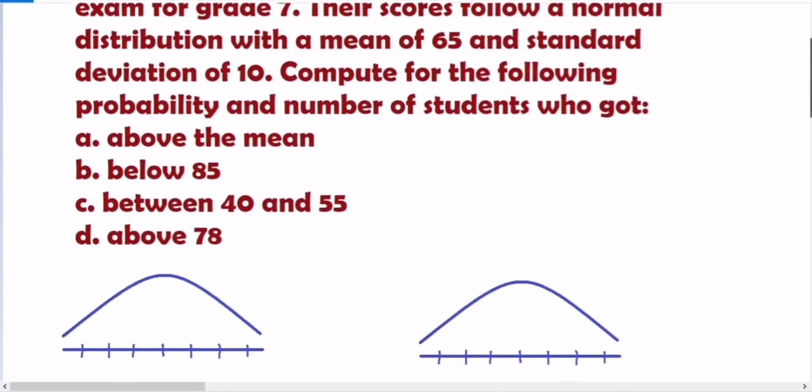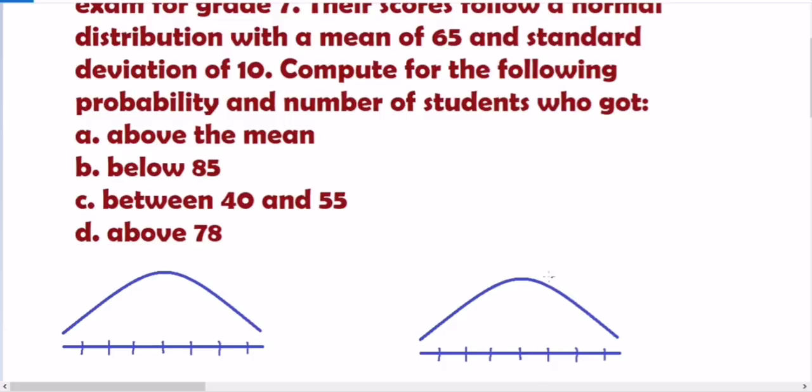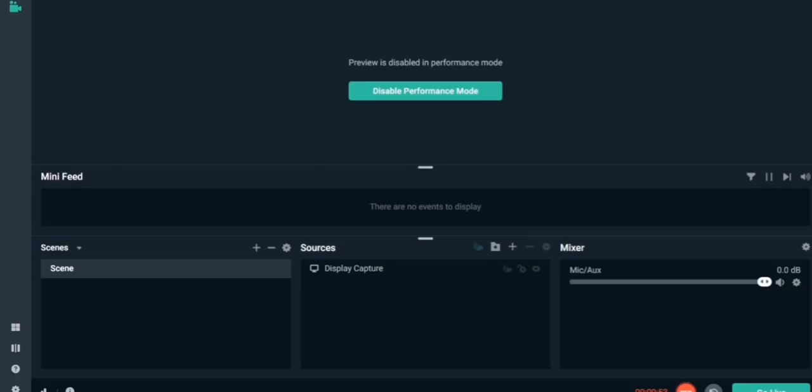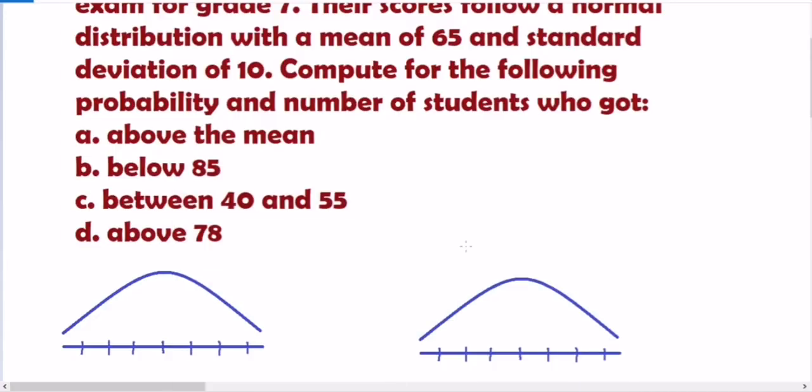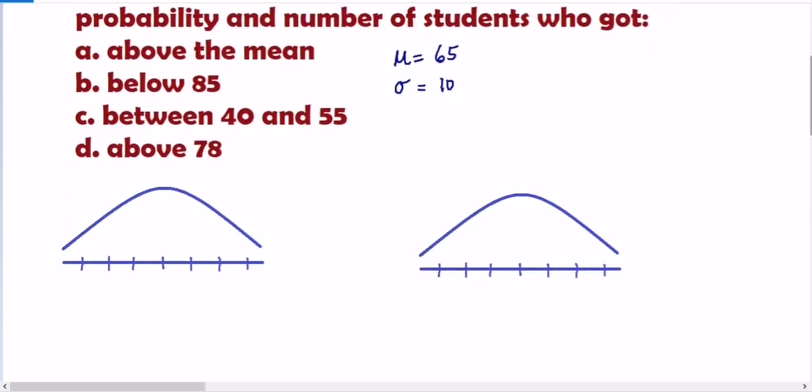So let's start with letter A, above the mean. So una, ilo-locate muna natin yung value. So ano ba yung mga given muna pala natin? We need to find out what is the given mean, what is the given standard deviation. So the given mean is ito, 65. The standard deviation is 10. Alam natin sa normal distribution, ang pinakagitna natin, ito letter A muna tayo. This is above the mean. Yung pinakagitna, yan yung mean. So lagyan dito 65.